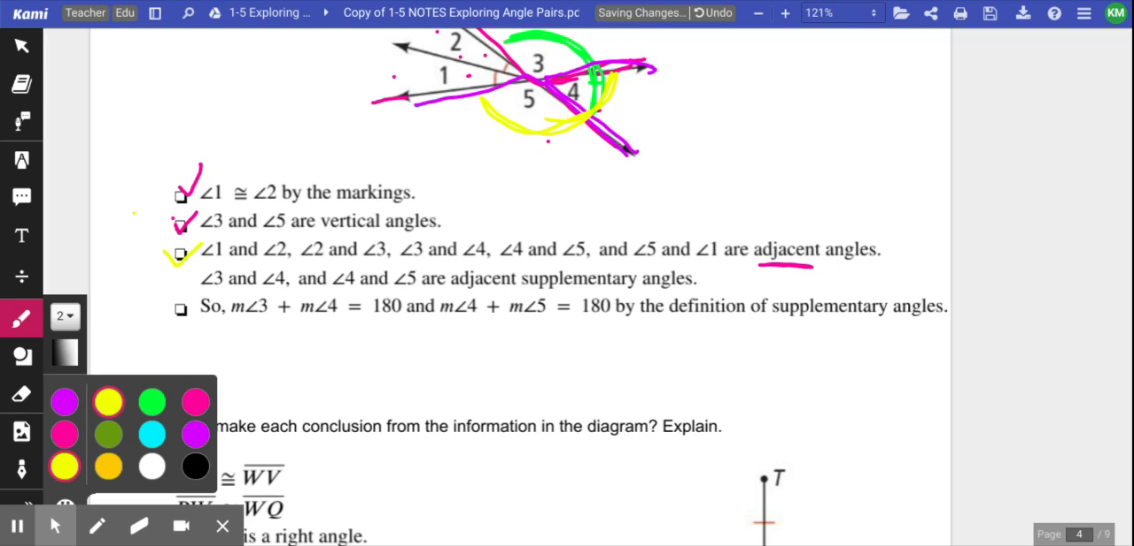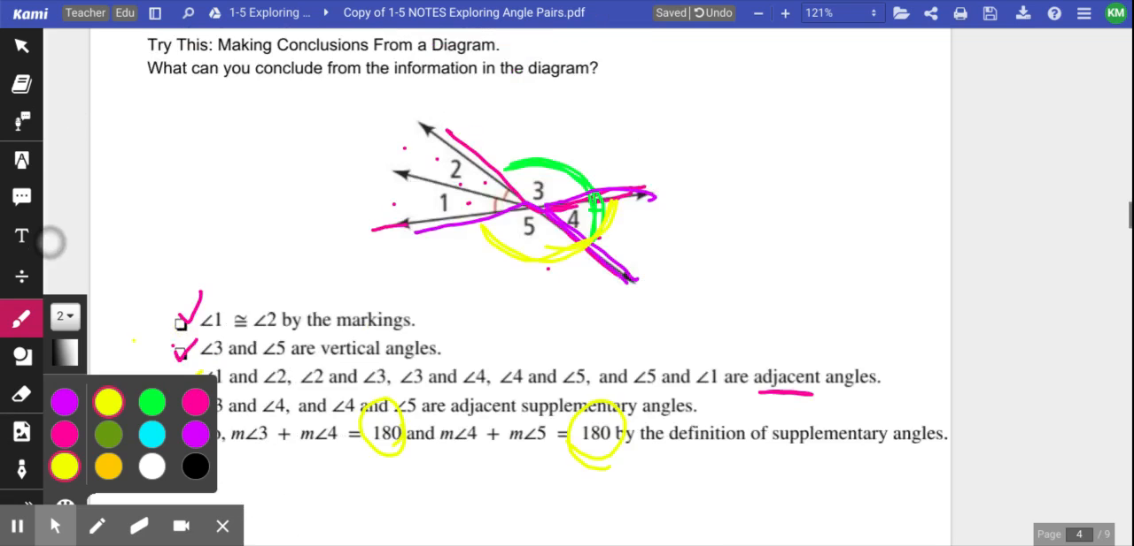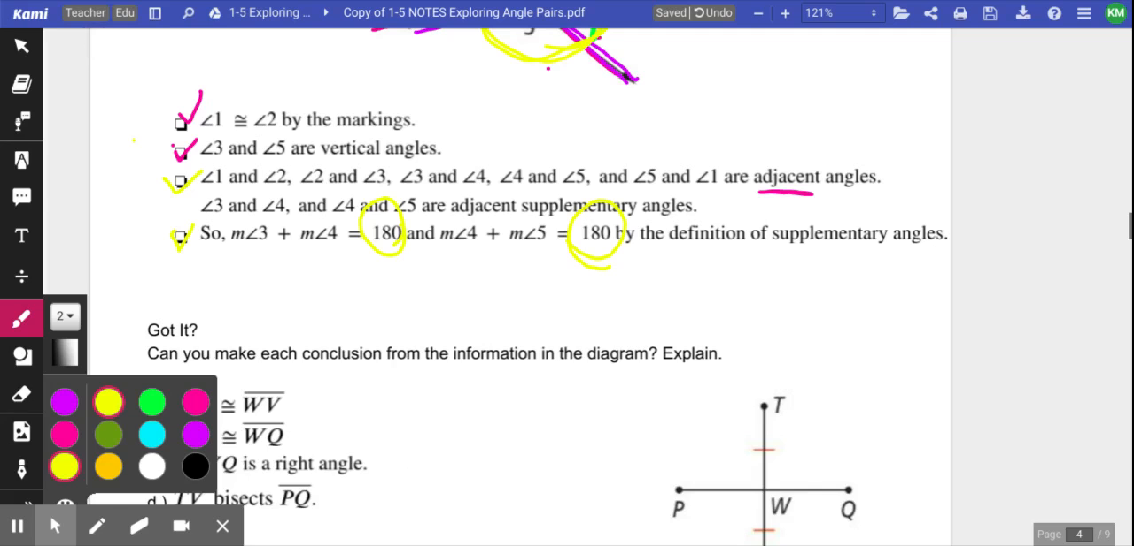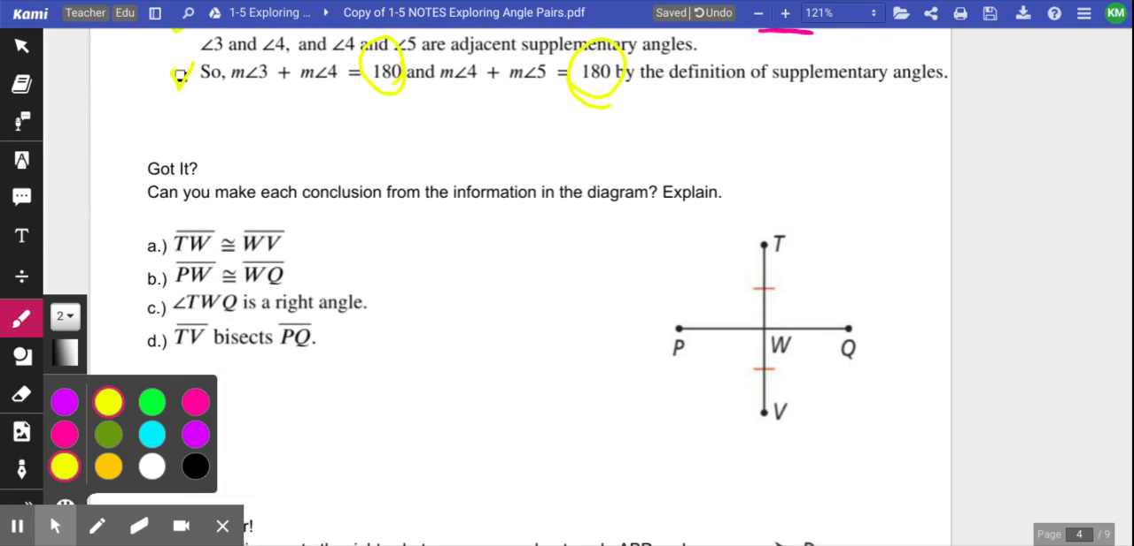And then we take a look. 3 and 4, if they're adjacent and supplementary, they add to 180. True. Same for 4 and 5. Perfect. So it just goes to show that you can have a diagram that's marked and unmarked, but we still gain a bunch of information. Now let's see if we can conclude each from the diagram.